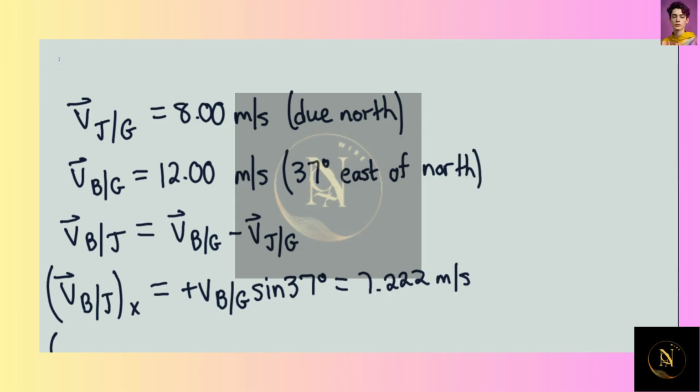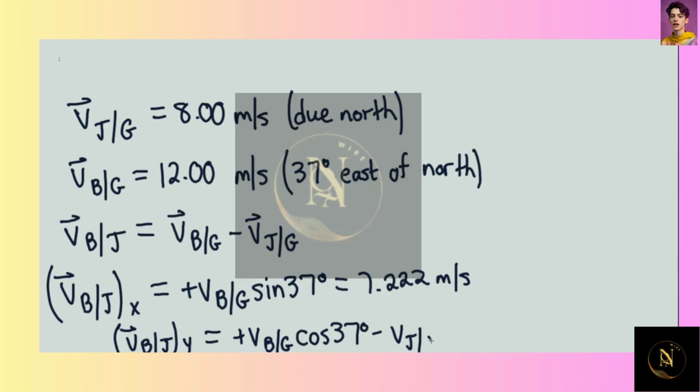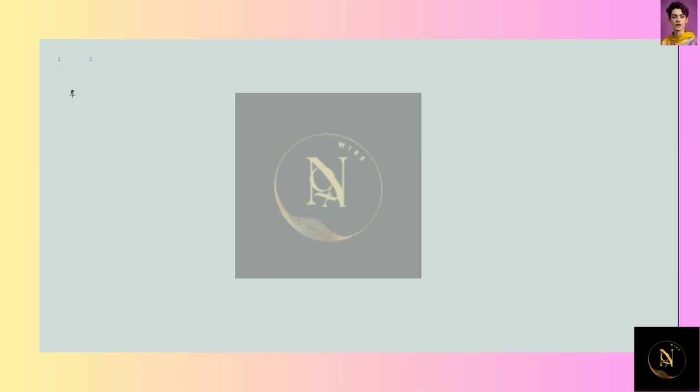And then we can say that the velocity of the ball relative to Juan in the y direction would be equal to the positive velocity of the ball relative to the ground multiplied by cosine of 37 degrees, and this would be minus the velocity of Juan relative to the ground, because he is traveling due north, and this would be equal to 1.584 meters per second.